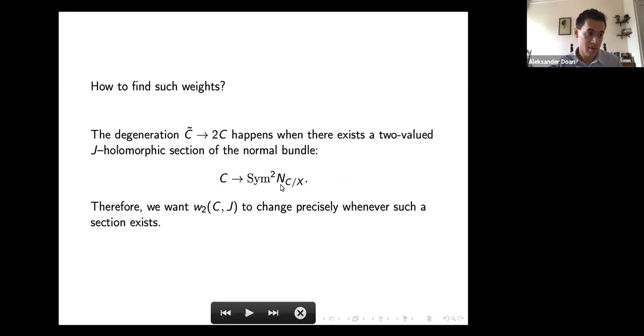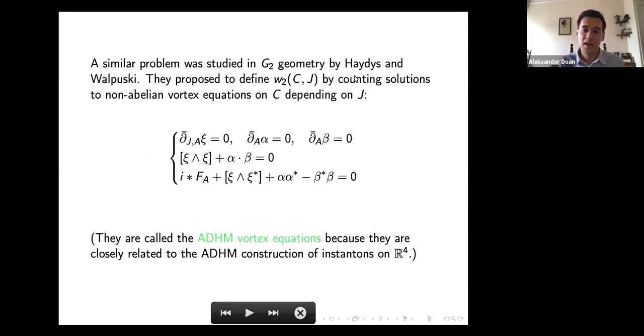Now the point is that the normal bundle has rank 2, because I'm in a complex manifold of dimension 3, so this is a complex rank 2 vector bundle. And the main point is that the symmetric product of C^2 is actually a hyperkähler space, and it can be written as a hyperkähler quotient. What Haydys and Walpuski did is essentially say, anytime I have a map to a hyperkähler quotient which satisfies certain natural PDE, I can produce a system of equations whose solutions should jump exactly when I have such a map.